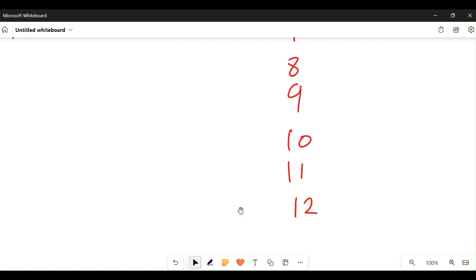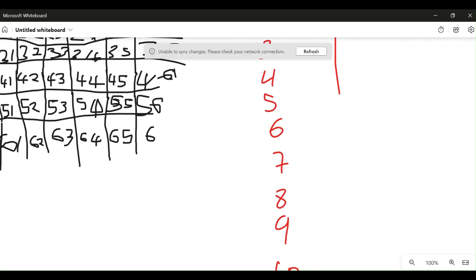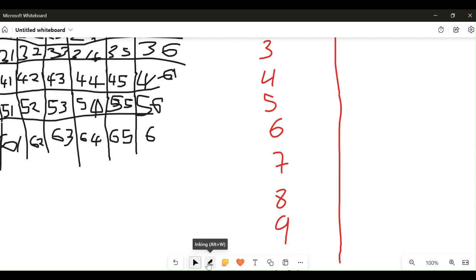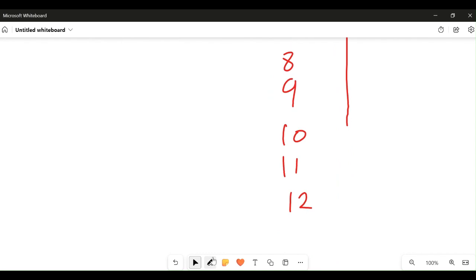Since we are dealing with a dice, the greatest possible sum we can have is 12. Okay? That's the highest possible that we can have, is 12.